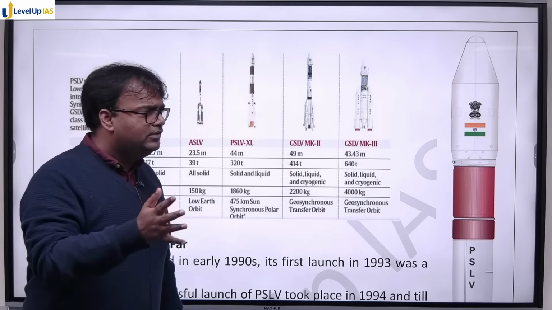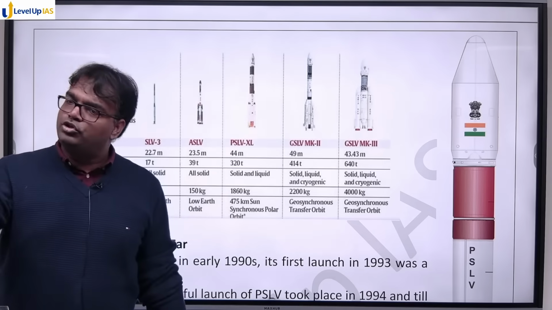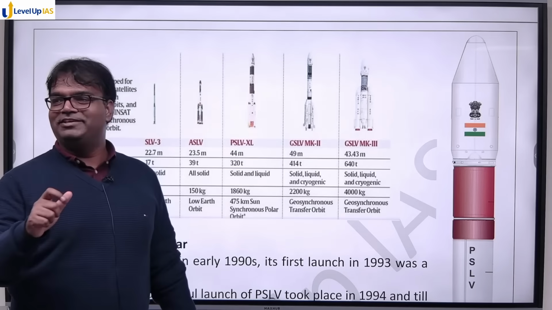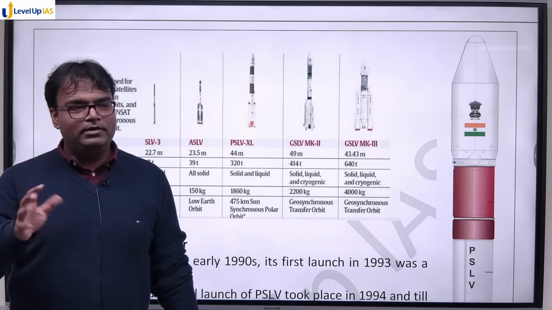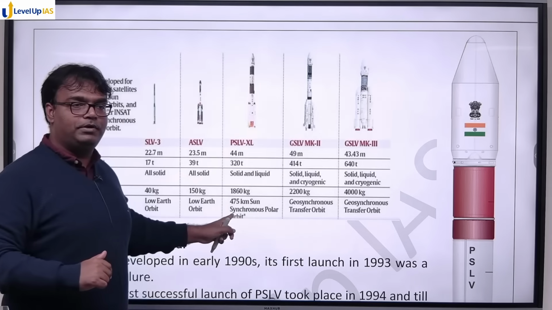You don't need to remember the exact 1860. Remember roughly 1800 kg, because on ISRO's own website you will find different data. Sometimes they'll say 1860, sometimes 1750 and so on. But roughly 1800 kg it can launch into sun synchronous polar orbit.